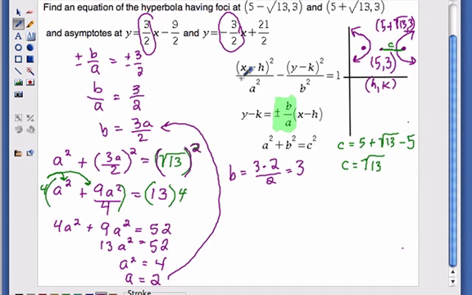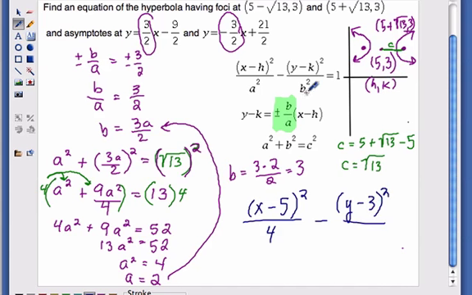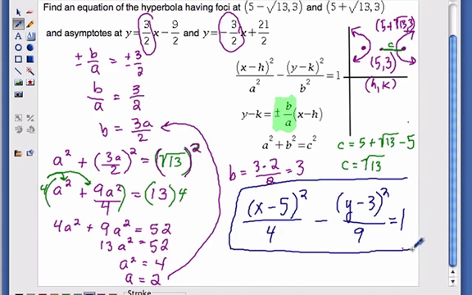So we can plug that into this formula right here. We get x minus h, and h is 5. We square that, and that's going to be over our a squared value. So this is going to be 2 squared, which is 4. Minus y minus k, and k is 3. That's going to be over our b squared value. b is 3, so 3 squared is 9, and that equals 1. And there's your equation for the hyperbola with these foci and these asymptotes.